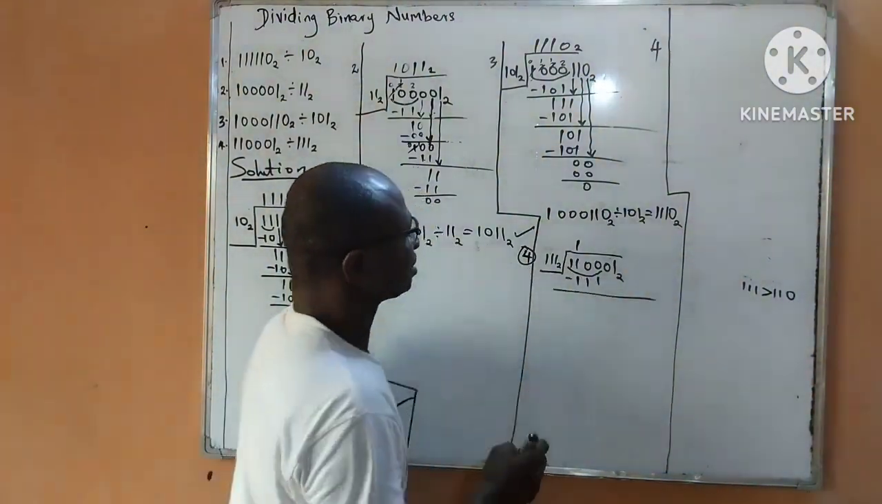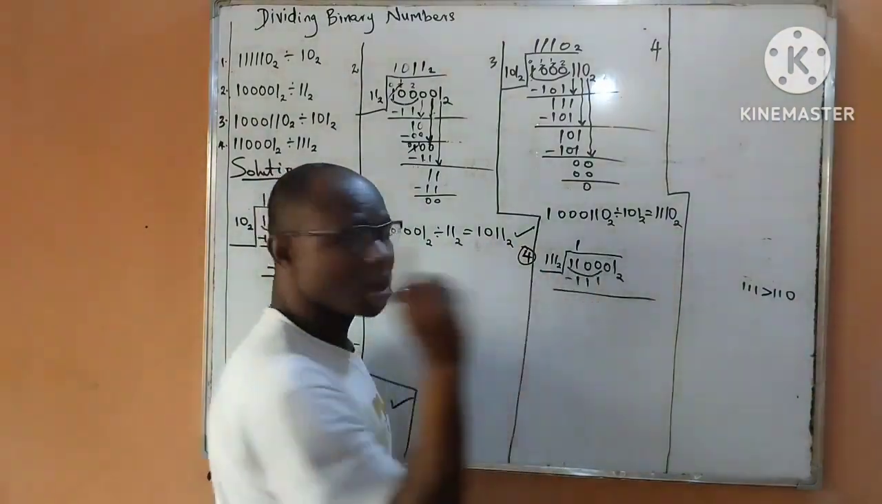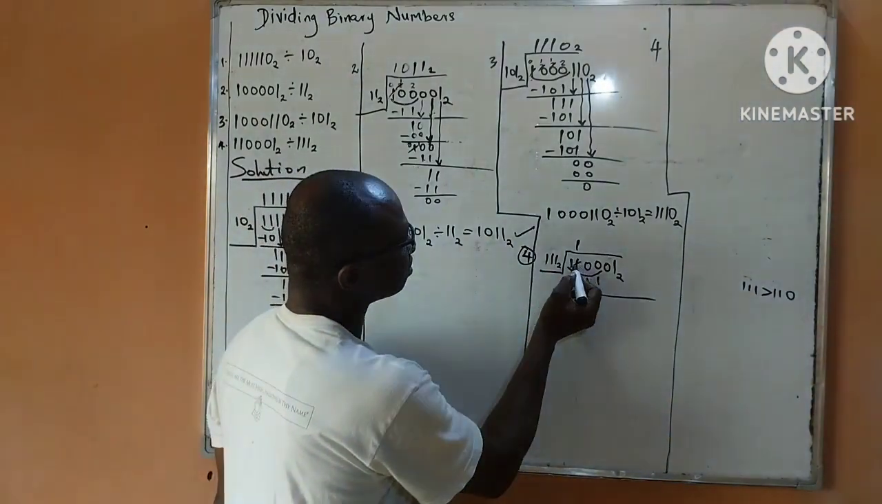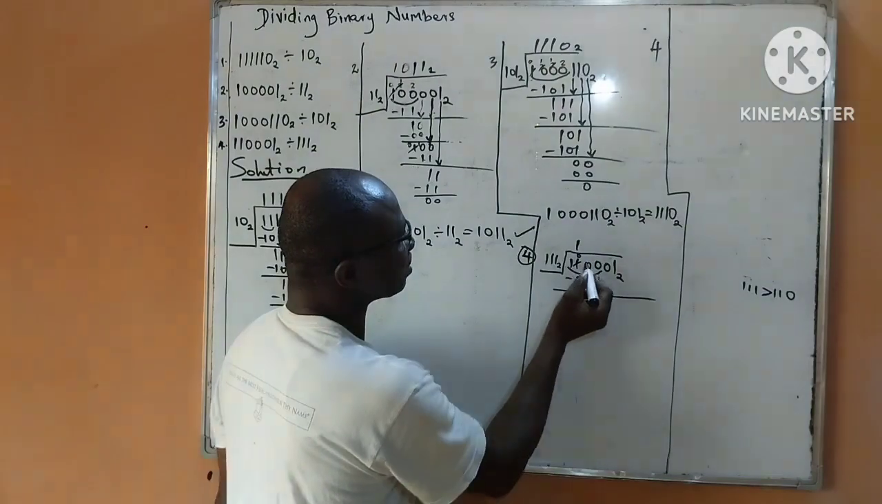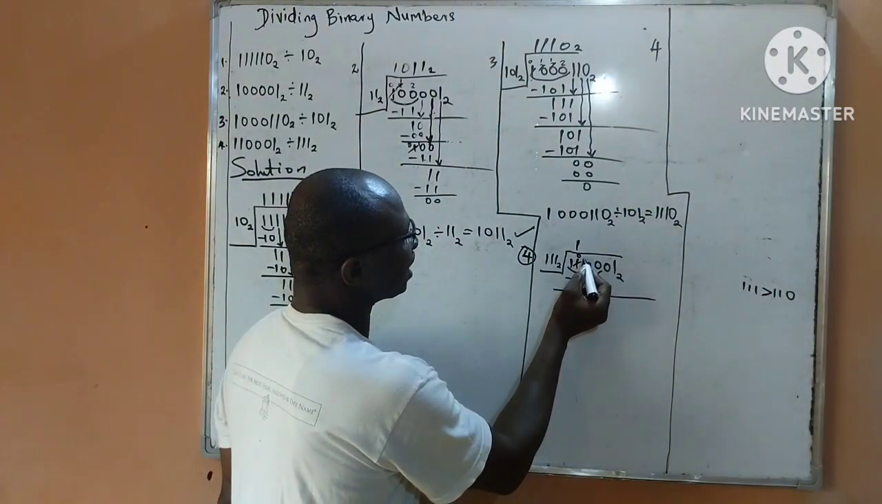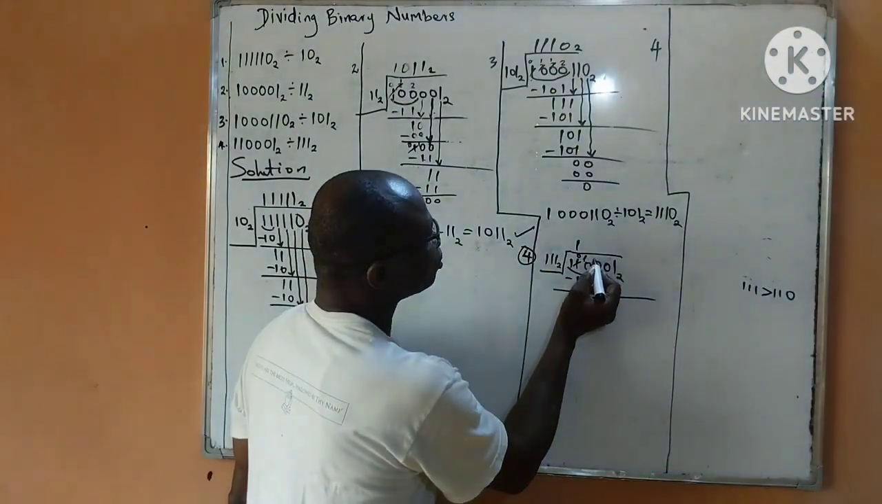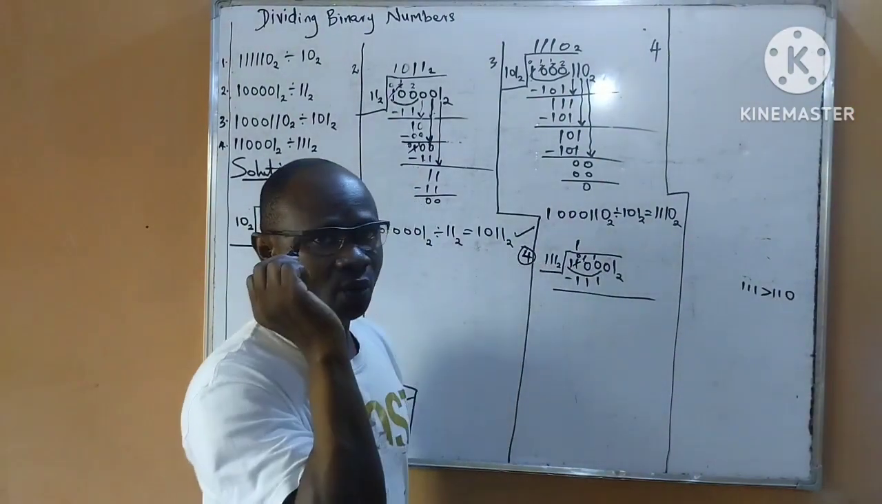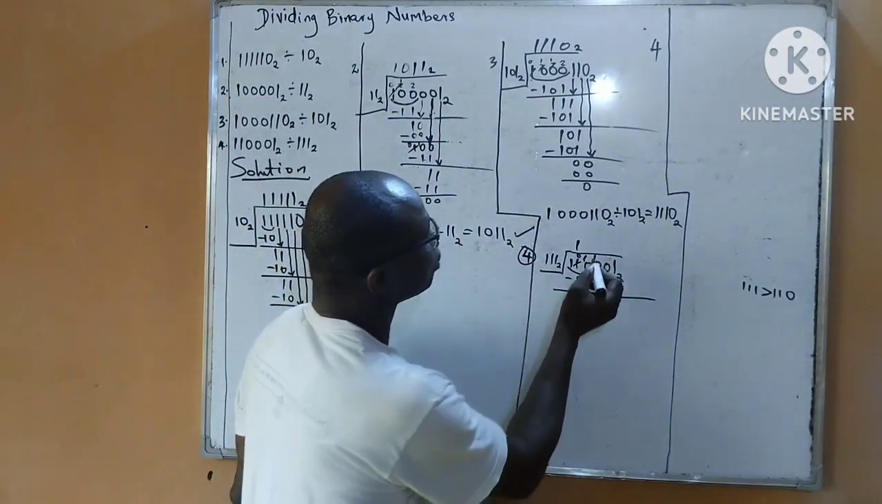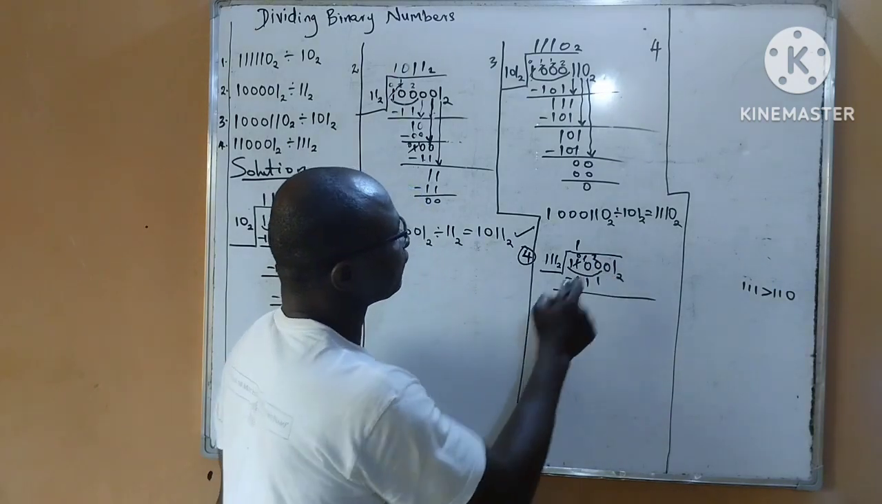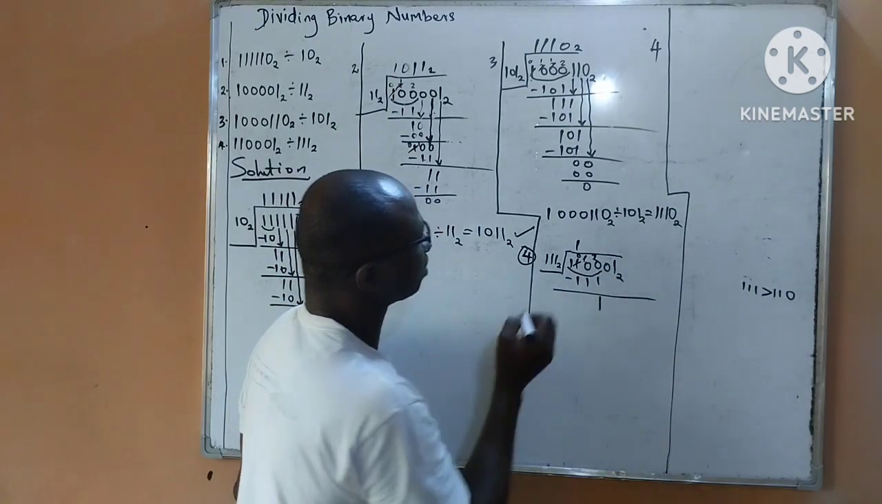I can now subtract it. 0 minus 1 cannot go. So I borrow this 1 and call it 2, here remains 0. Put 2 here, borrow 1 from 2, it will remain 1. Move the 2 here, borrow 1 from 2, it will remain 1. So here is now 2. Therefore, 2 minus 1 will give me 1.